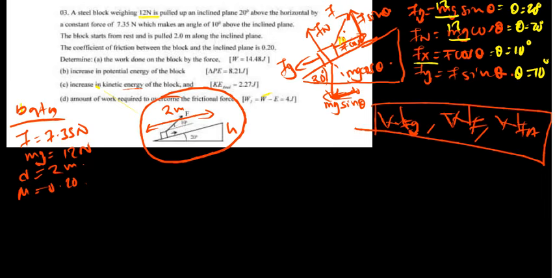Now let's first come up with what we are going to do. The work net is going to be equal to, what do you think will be the sign for work done by the Fg? Is it going to be positive or negative?